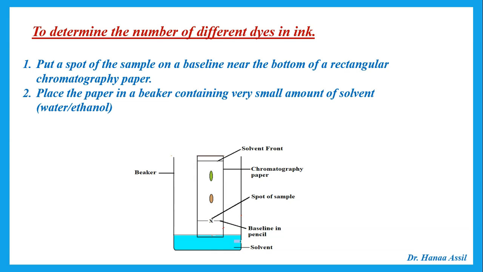And then we said place the paper in a beaker containing a very small amount of solvent. The solvent could either be, we said, water or ethanol. And notice that the edge of the paper is touching the solvent, but I did not put the sample with the baseline inside the solvent. It's just the edge of the paper touching the solvent, and we leave it and allow the solvent to move up the paper.